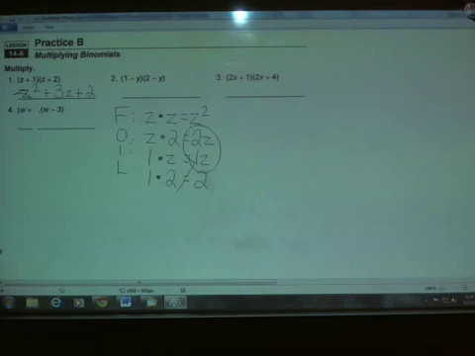We've got 1 minus y being multiplied by 2 minus y in question number 2. So, using that table method, one of the things that was suggested that's going to make your life significantly easier is to change subtraction into adding the opposite. So that's one of the things we're going to do.